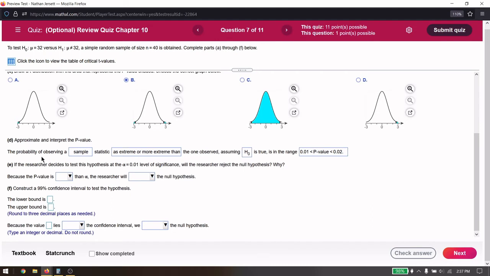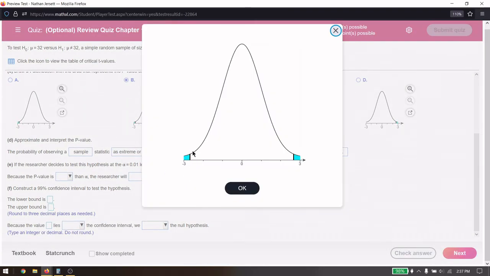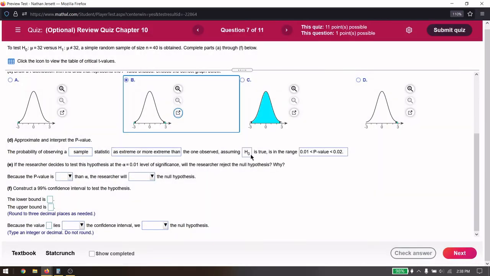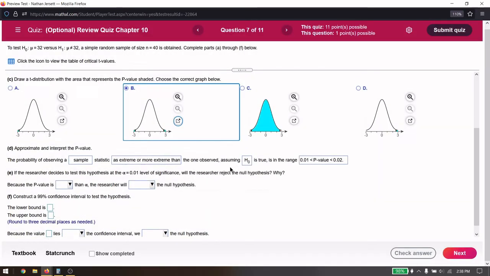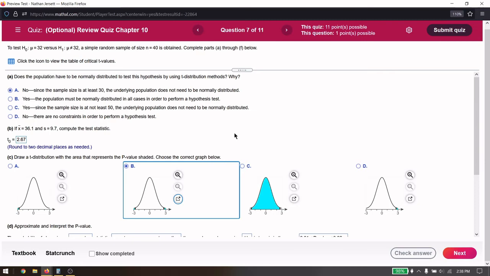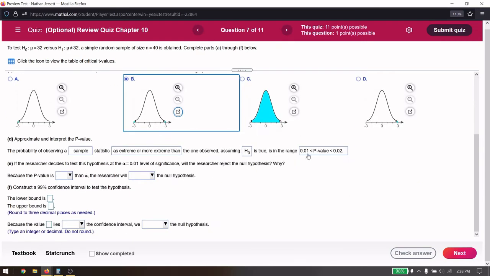I think it is. A sample statistic, we're not talking about the population, we're talking about a sample, is as extreme or more than. That's the reason why we're talking about the as extreme or more than. That's what those areas are showing. And assuming H naught is true, you always assume H naught is true and then go from there. And that's what you get.